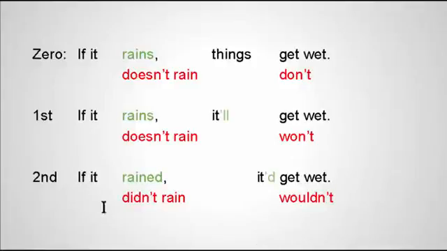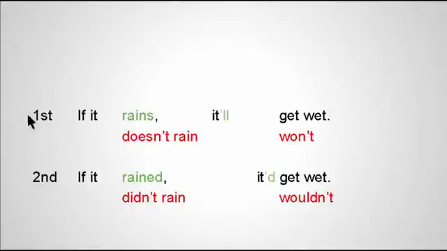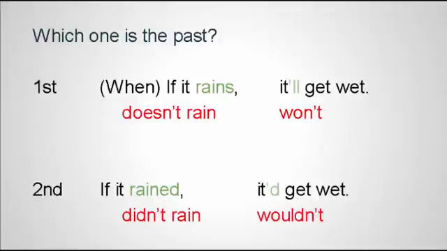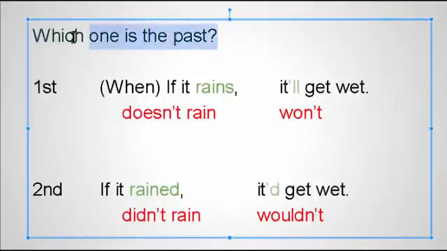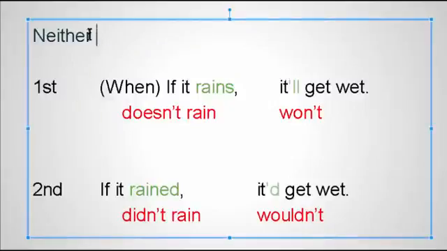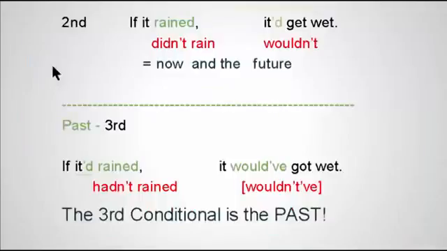The negative. If it didn't rain, it wouldn't get wet. That's the second condition. So when you compare the first and the second condition together, you might notice that you have one that looks a little different. Which one's the past? It's my trick question, because everybody always says the second condition is the past because they see the past verb. But the truth is, neither of these forms, the first and the second, neither are the past.